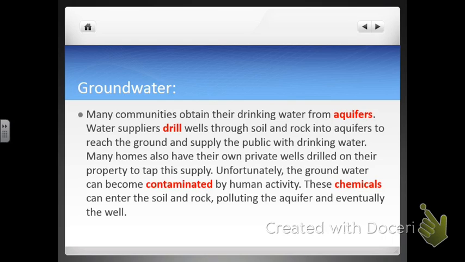Unfortunately, groundwater gets contaminated by human activity, and we will do a series of labs in the coming weeks to explain this and examine this issue. When chemicals enter soil and rock, they pollute the aquifer. That ends up polluting your well and your drinking water.